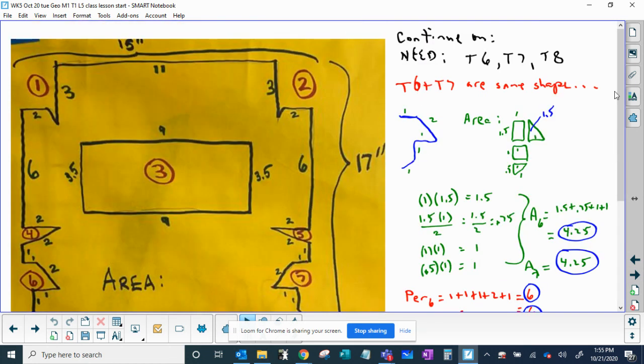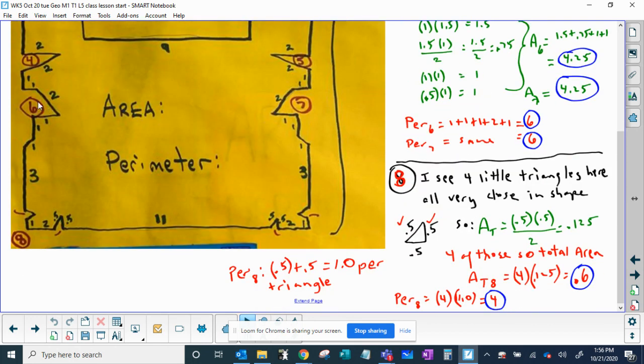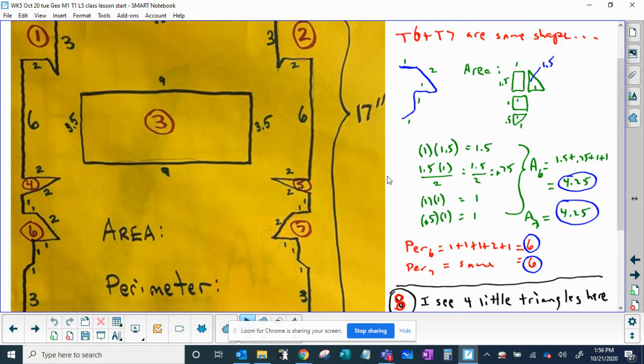Okay, now we still need 6, 7, and 8. So let's see where we're at. 6 is the same shape as 7, so once I get 6, I'll have 7. And then number 8 is these 4 little notches. I'm going to call those little triangles, and I'll show you that in a second.